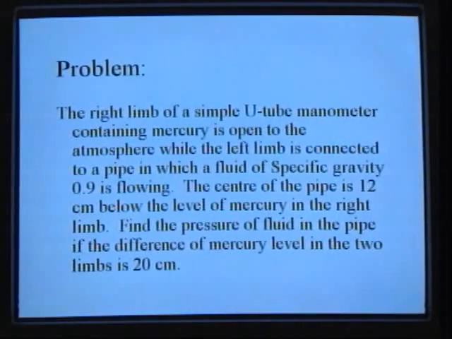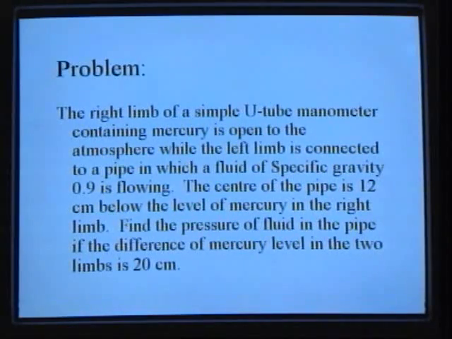Now let us see how to solve a problem on U-tube manometers so that we can measure the pressure given certain values. The right limb of a simple U-tube manometer containing mercury is open to the atmosphere, while the left limb is connected to a pipe in which a fluid of specific gravity 0.9 is flowing. The center of the pipe is 12 centimeters below the level of mercury in the right limb.